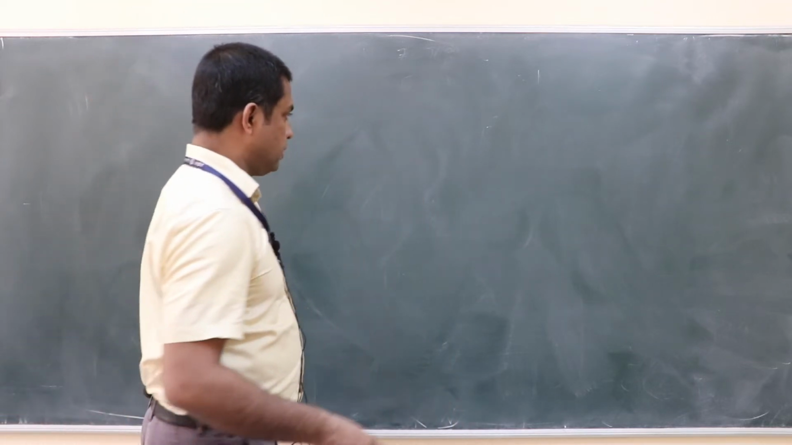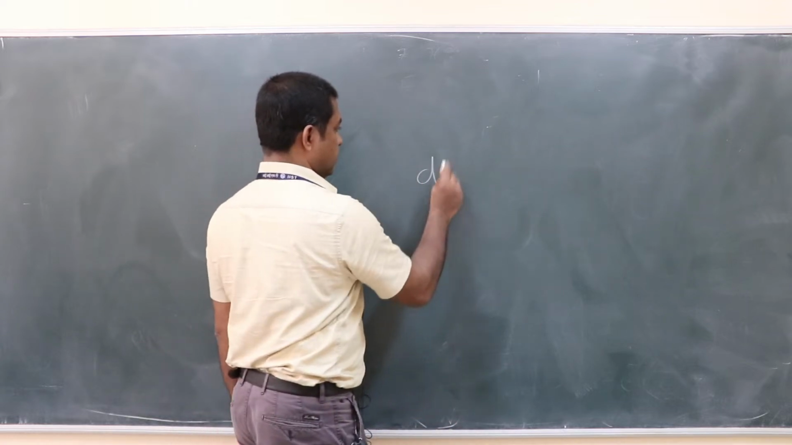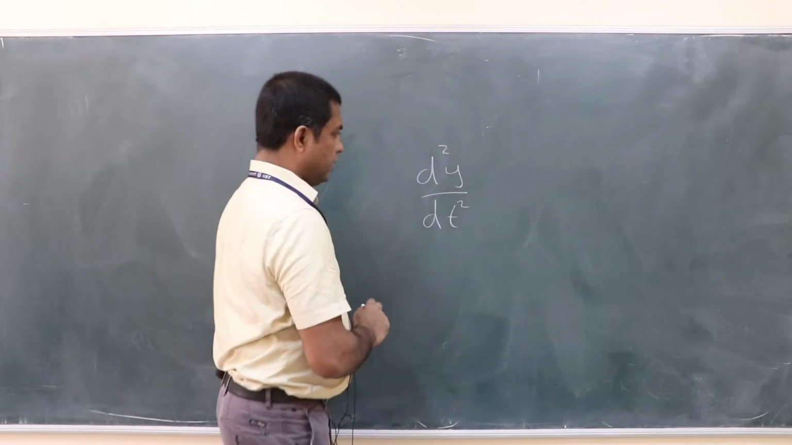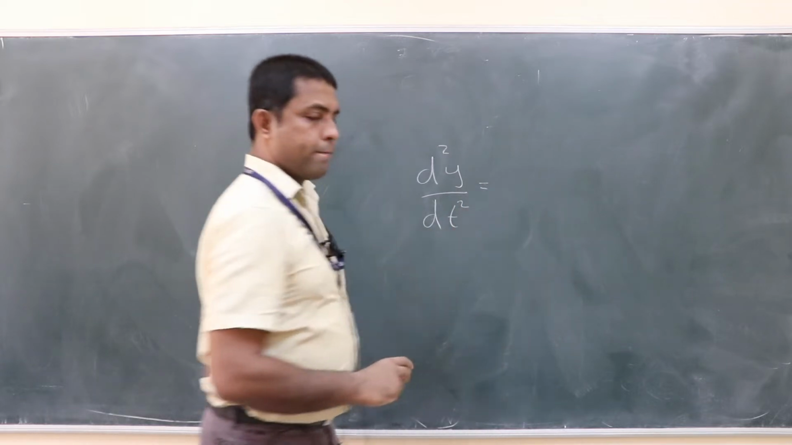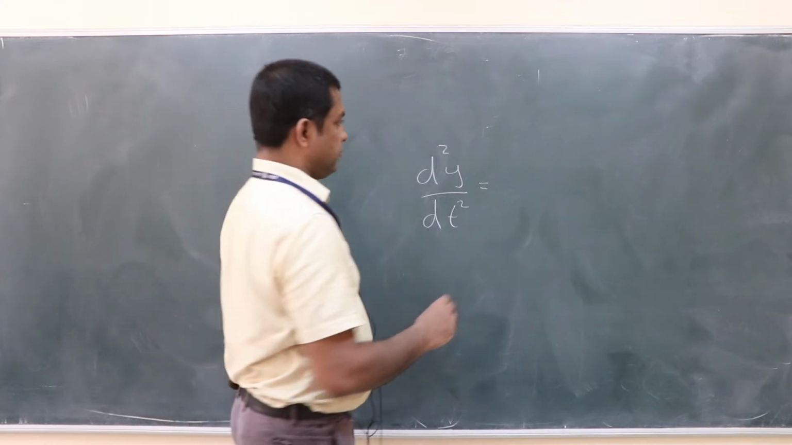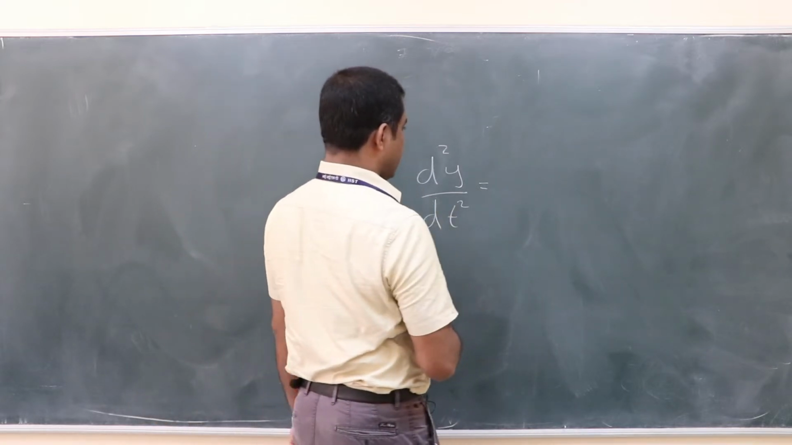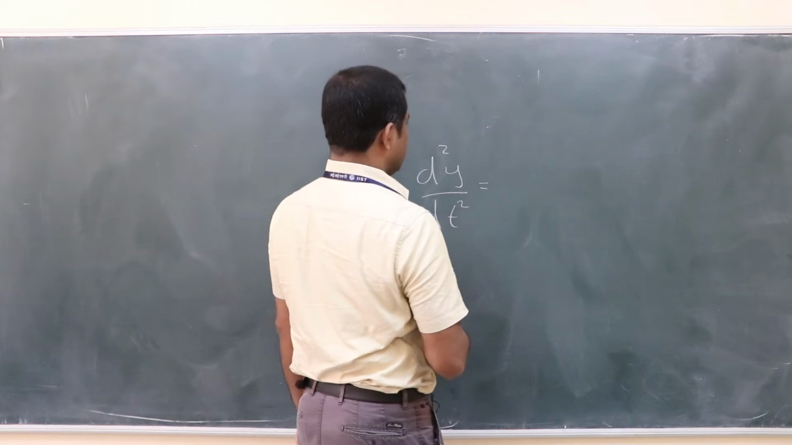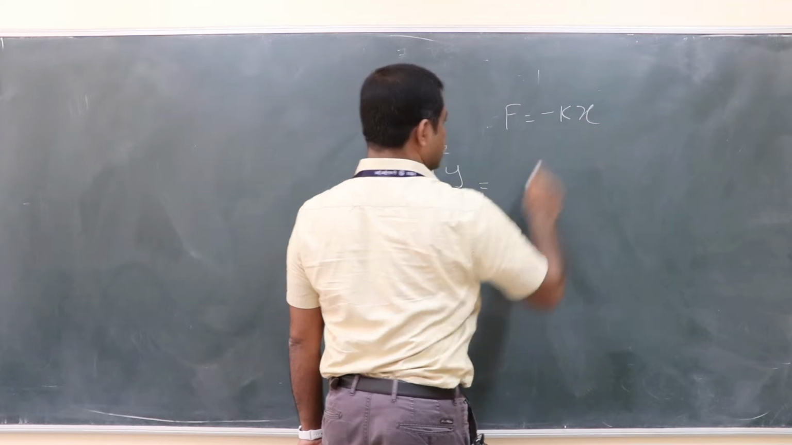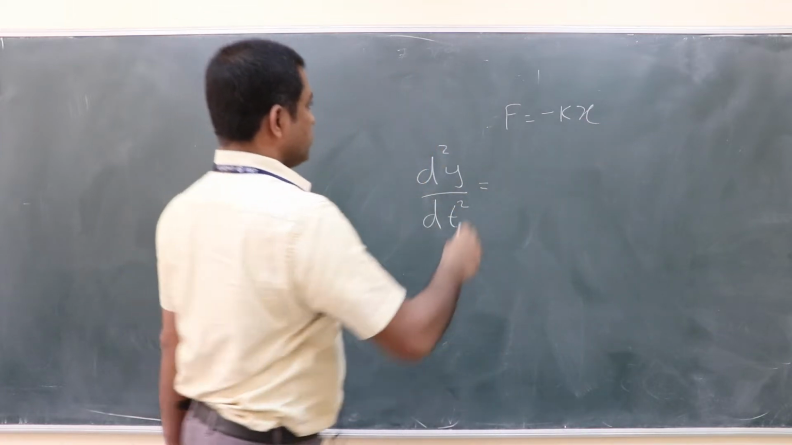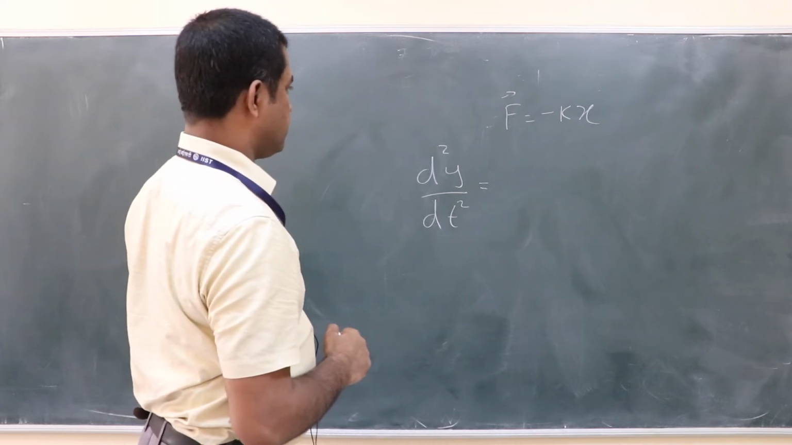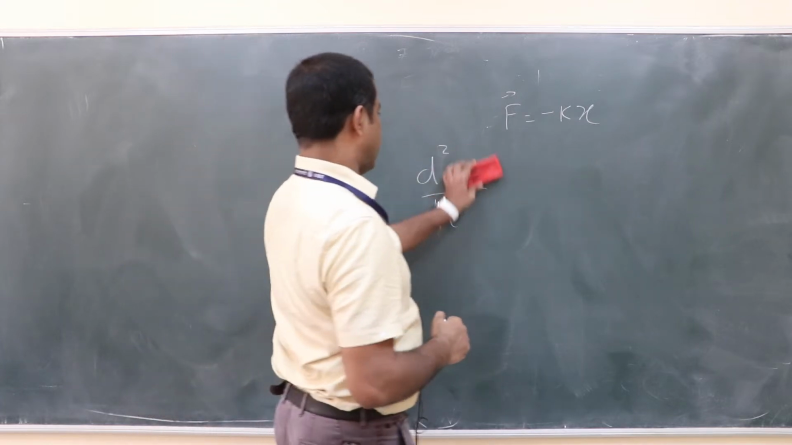d square y by dt square is equal to omega square y. So basically what we have is F is equal to minus kx. Okay, so the force is minus kx. In that case this is x, right?